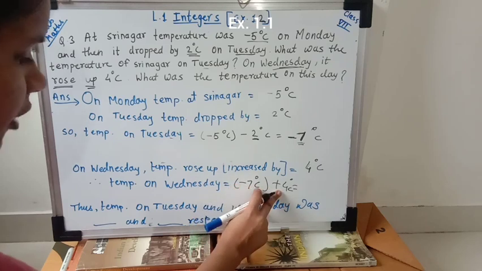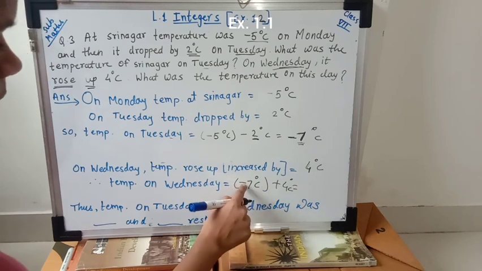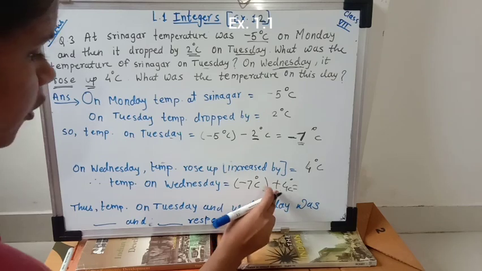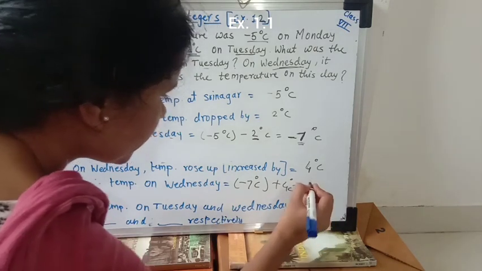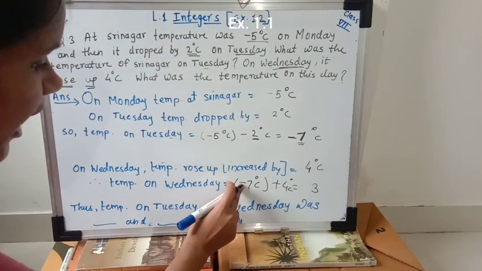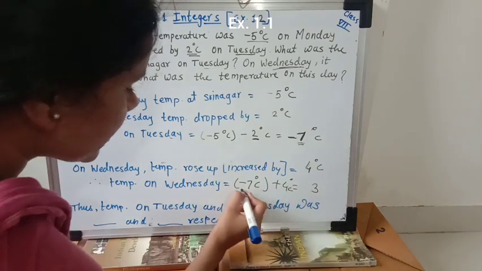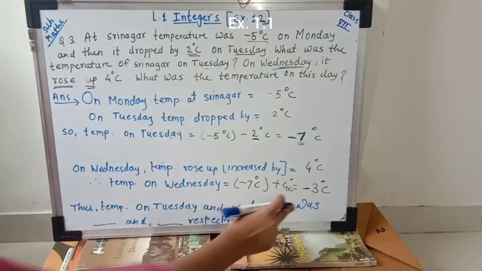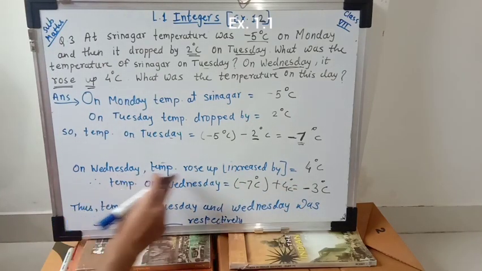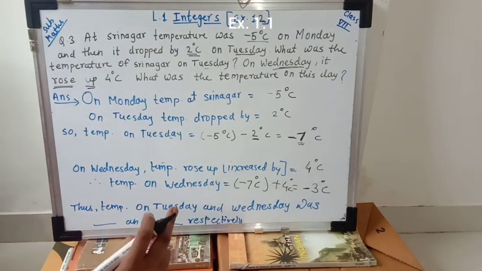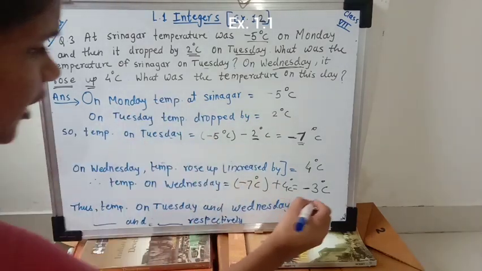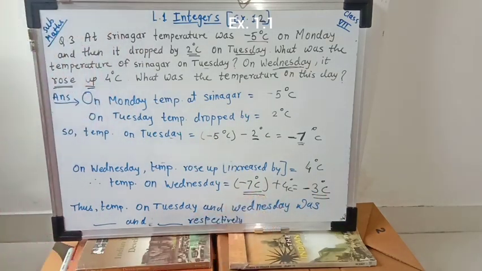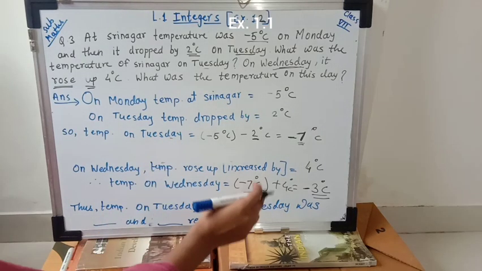Here two different signs are there: minus is there, plus is there. So we have to do the subtraction. So 7 minus 4 is equal to 3 degrees Celsius, and here we will give the sign of the bigger number. So here we got the temperature on Wednesday, that is minus 3 degrees Celsius, and the value of minus 3 degrees Celsius is more than minus 7 degrees Celsius.